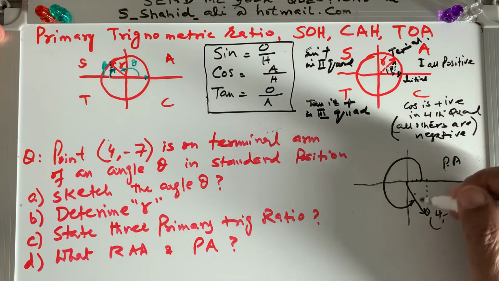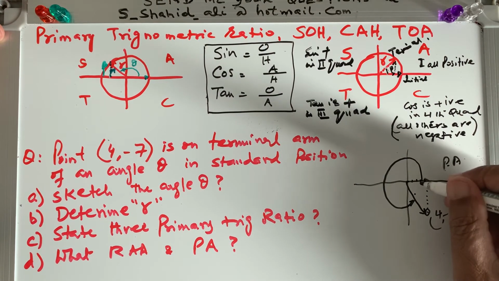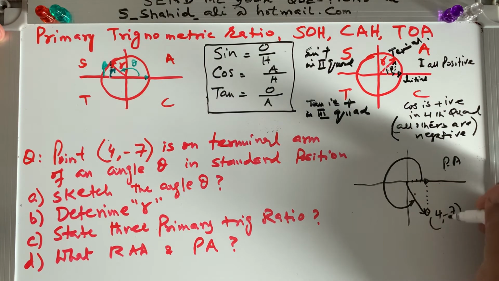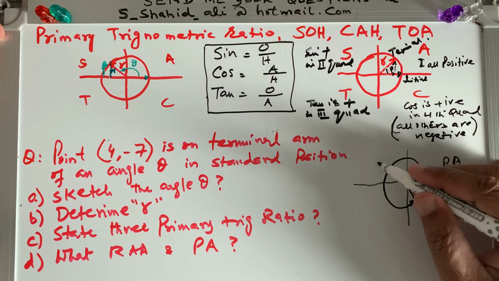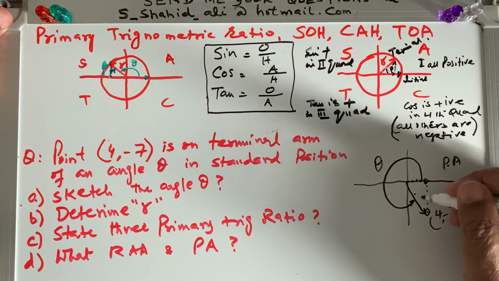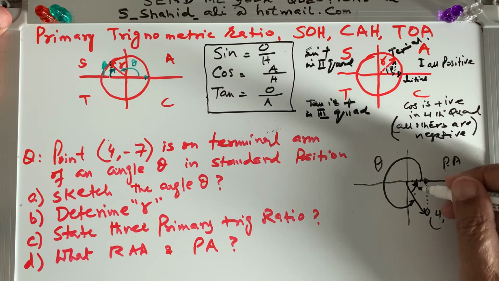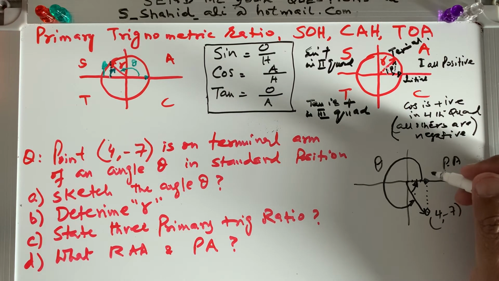So the initial arm moves across in an anti-clockwise direction to reach the point (4, -7). This is my theta, which I draw here. This is my principal angle. And what is my related acute angle? That is always measured to the nearest x-axis. So this is my beta.